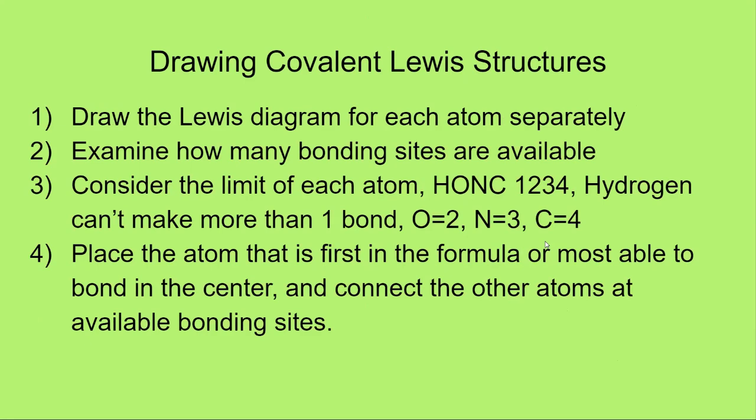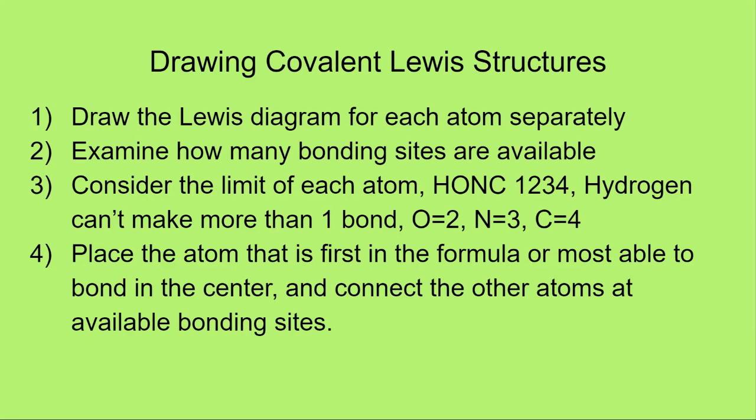Okay, now there are some steps here to help you draw Lewis diagrams for covalent structures that will prevent you from making mistakes. Okay, so the first step is always draw everybody separately. You want to draw the carbon, draw the oxygen, draw the hydrogen separately so that you can scope out how many places each one of them can make a bond. You have to consider that they have limitations to how many atoms they can bond with.